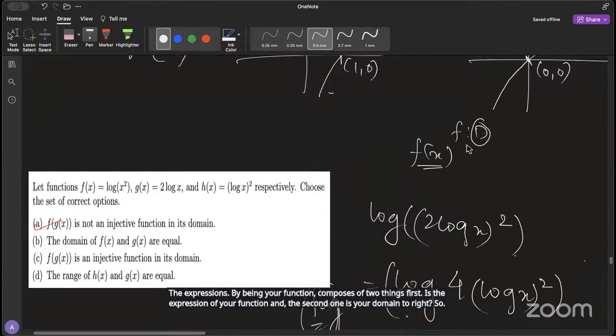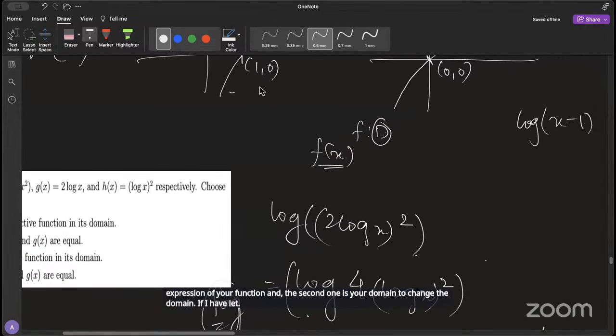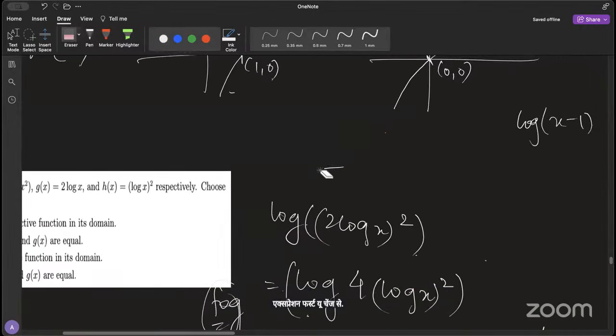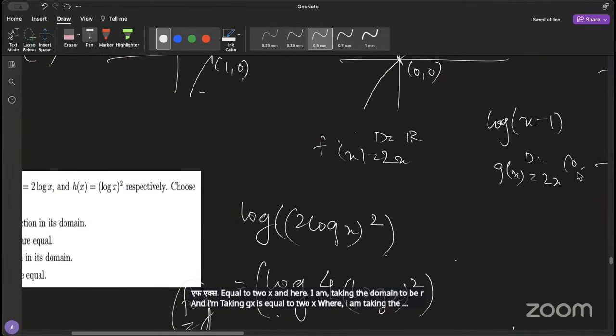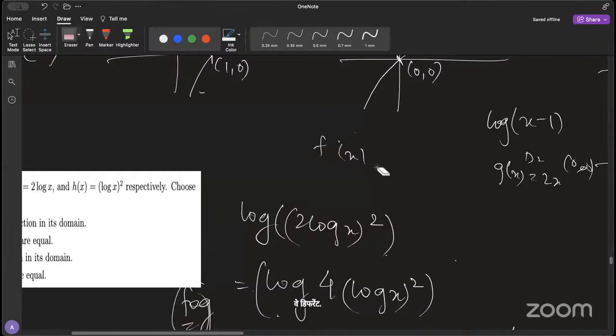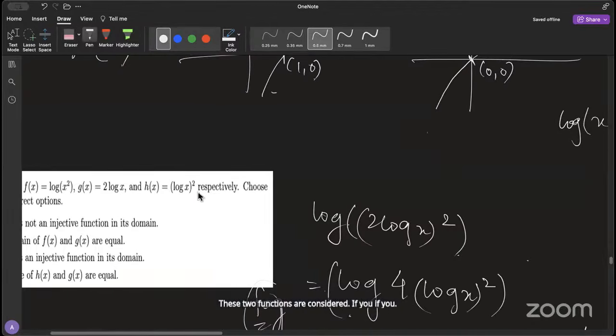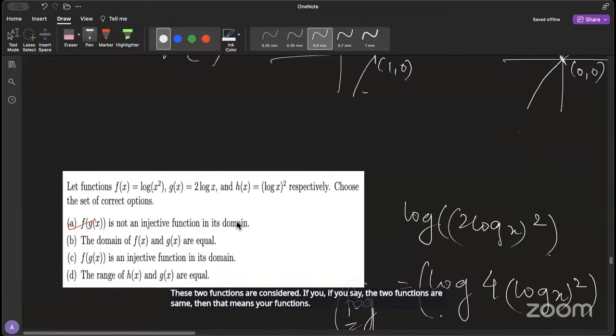If you change the domain, let's say fx equals 2x, and here I'm taking the domain to be R, and I'm taking gx equals 2x, where I'm taking the domain to be 0 to infinity, then these two functions are different functions, right? If you say that two functions are the same, then your expressions are the same and the domain of those functions is also the same. You can put the same values.